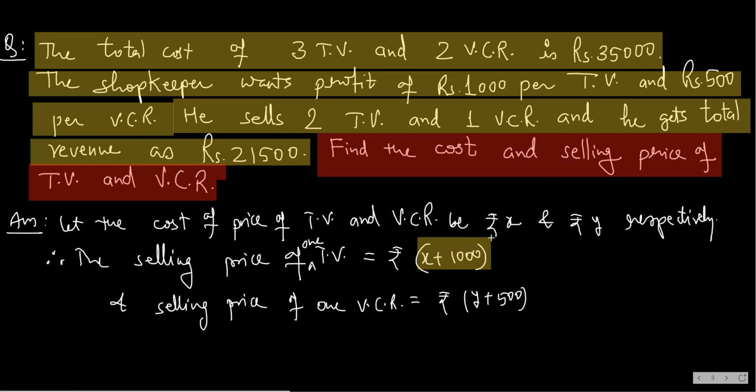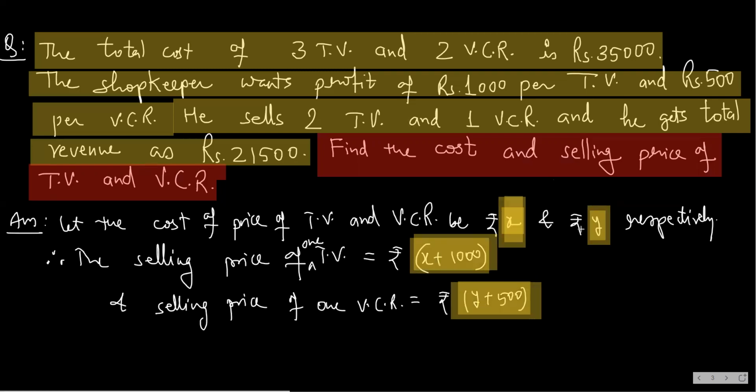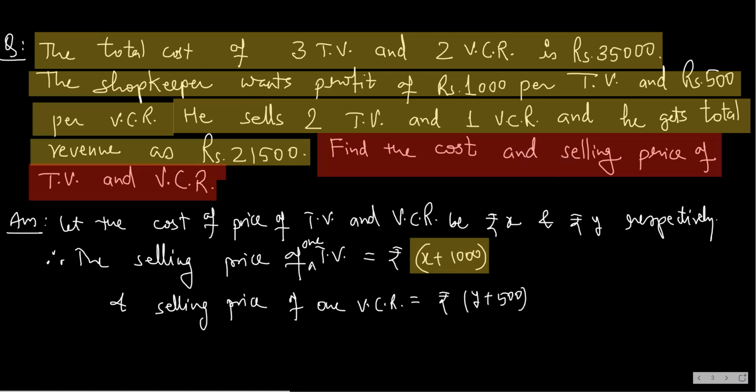See students, these are the amount for which the shopkeeper will sell. Okay. And this is the amount for which the shopkeeper is buying. The shopkeeper is buying for this amount and selling for this amount. So these are cost prices. And here you have selling prices. Okay. Now see, so there are two unknowns, X and Y.